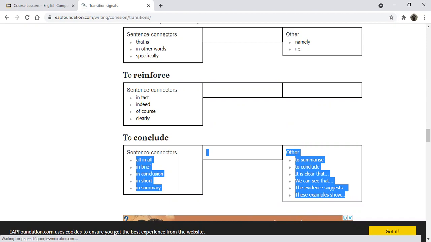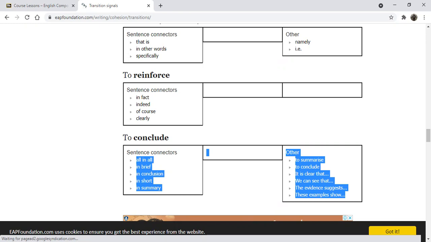What are the transition signals? Transition signals are highly important in any process essay. They are one of the main ways to achieve good cohesion and good coherence in your academic writing. They are a way to help ensure that your ideas and sentences cohere. What we mean by cohere is that your ideas stick together.